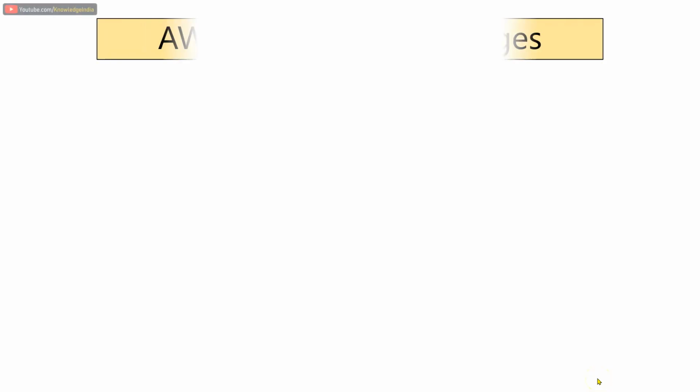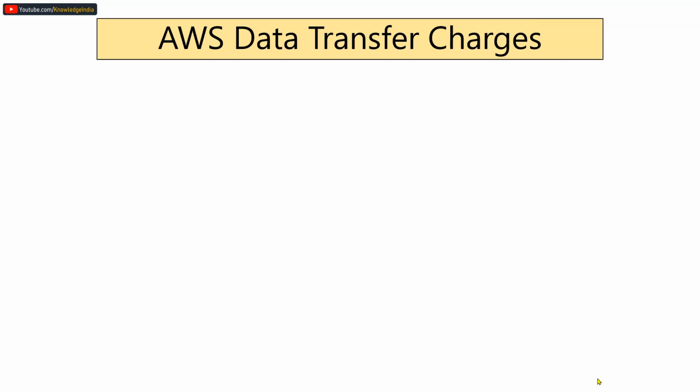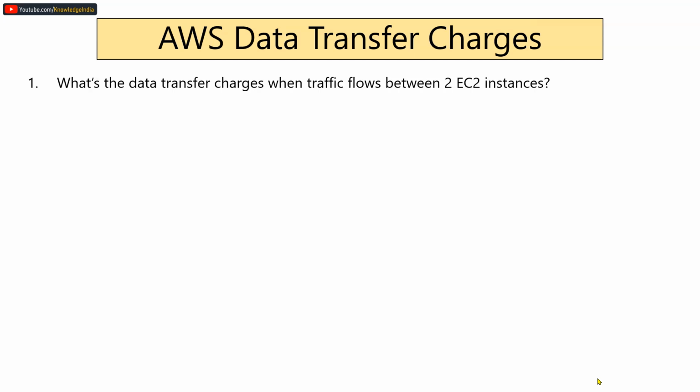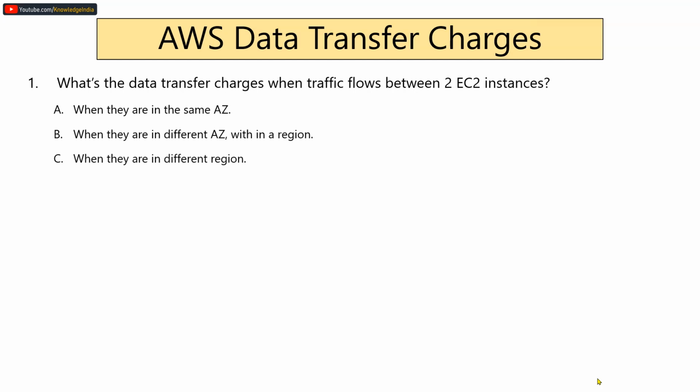In this particular video, we want to talk about AWS Data Transfer Charges. There are a couple of questions which I'll present here in front of you. What is the data transfer charge when traffic flows between two EC2 instances? Now the scenario could be that they are in the same availability zone, or in different availability zones but within a region, or it could be that these instances are in different regions altogether.